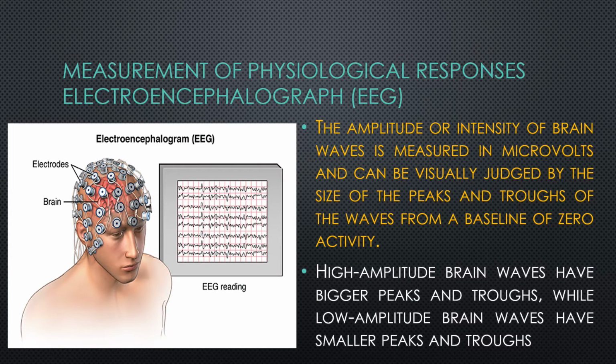Alright, so another physiological response measurement continues on with the electroencephalograph. The amplitude or intensity of brainwaves is measured in microvolts and can be visually judged by the size of the peaks and troughs of the waves from a baseline of zero activity. If you see in the actual picture there, you'll notice that it's got these jumps that go up like that, and then it has smaller ones. So the frequency is measuring how far apart they are. The amplitude is how high or low they go.